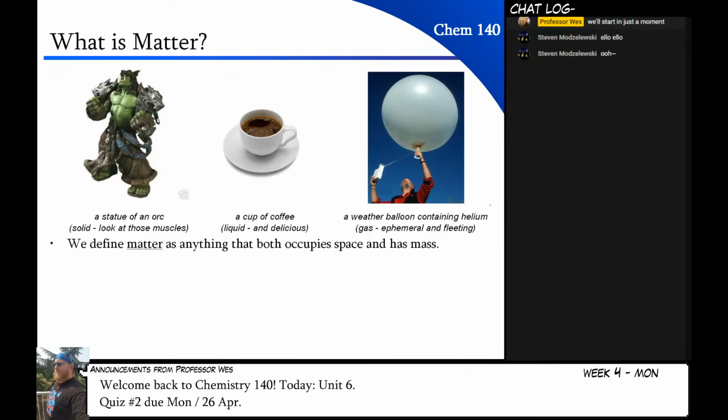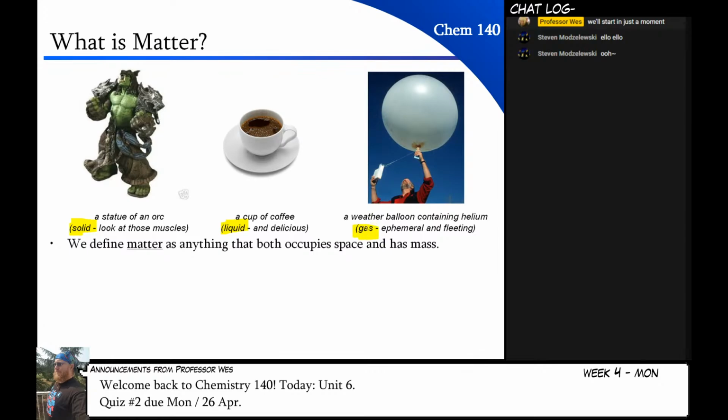And then I have a balloon. Everybody has balloons lying around, right? If you inflate a balloon, there's a gas inside. If you pour a cup of coffee, there's a liquid inside. And orcs are solid. I mean, just look at those packs, right? So those are the 3 states of matter that we're going to concern ourselves with. Solid, liquid, and gas. We're going to define these more rigorously in just a second.